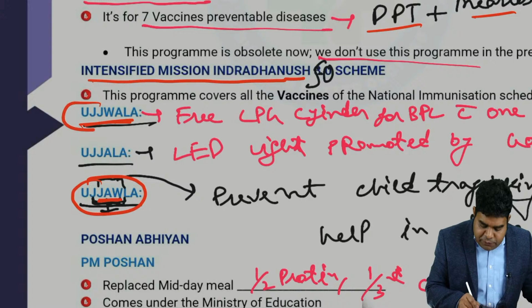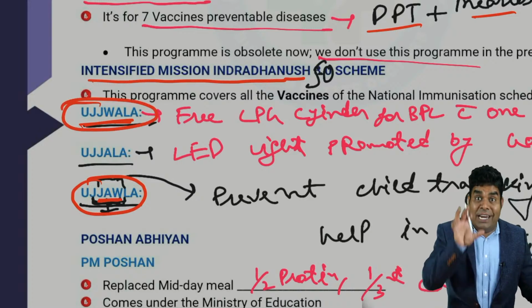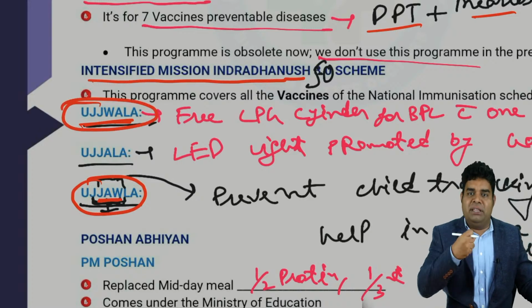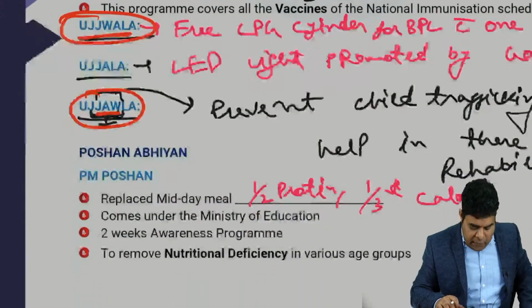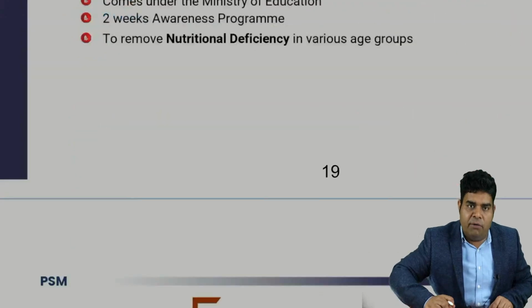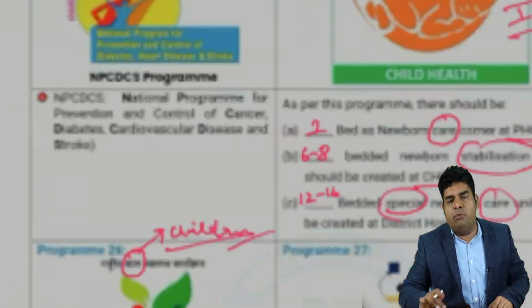So Ujjwala is for gas. Ujjawala prevents child trafficking and helps in their rehabilitation. Ujjala is only an LED light promotion by the government, never being asked. Okay, PM Poshan and all we have already read. So now we can move to our next thing.